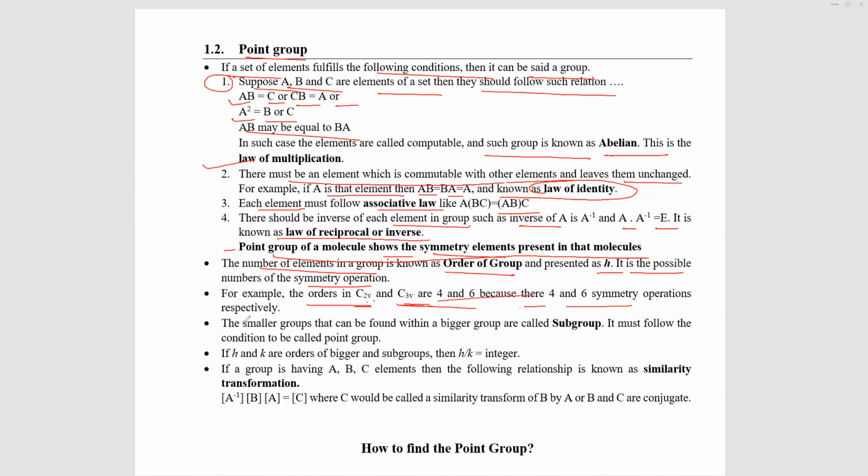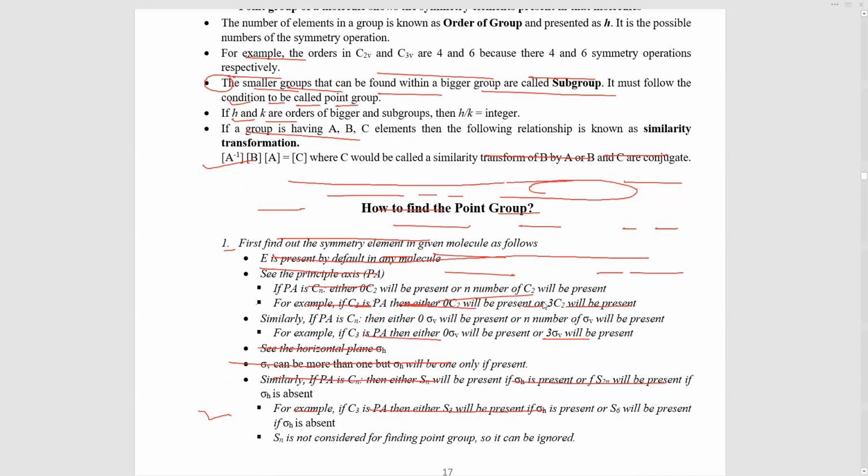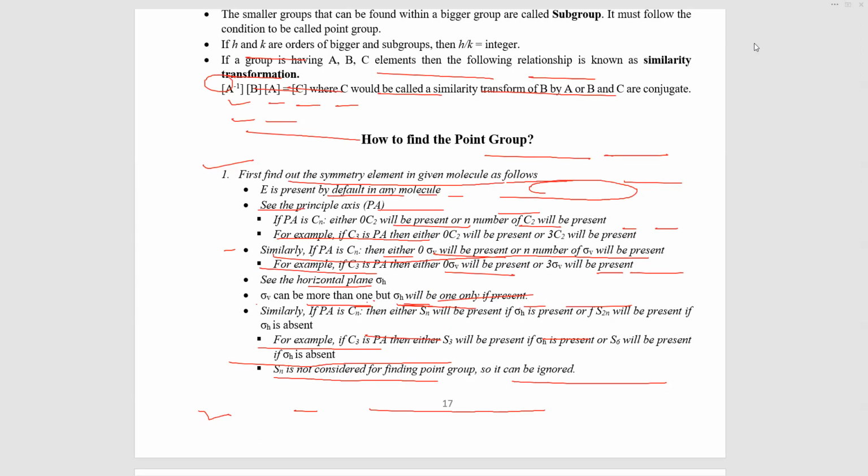The smaller group that can be found within the bigger group is known as a subgroup. It must follow certain conditions. These laws it should follow. If h is the order of the bigger group and k is the order of the subgroup, then h by k should be an integer. If a group has elements A, B, C, then the following relation is known as similarity transformation: A raised to the power minus 1 into B into A is equal to C, where C is known as the similarity transform of B by A, or B and C are conjugated.